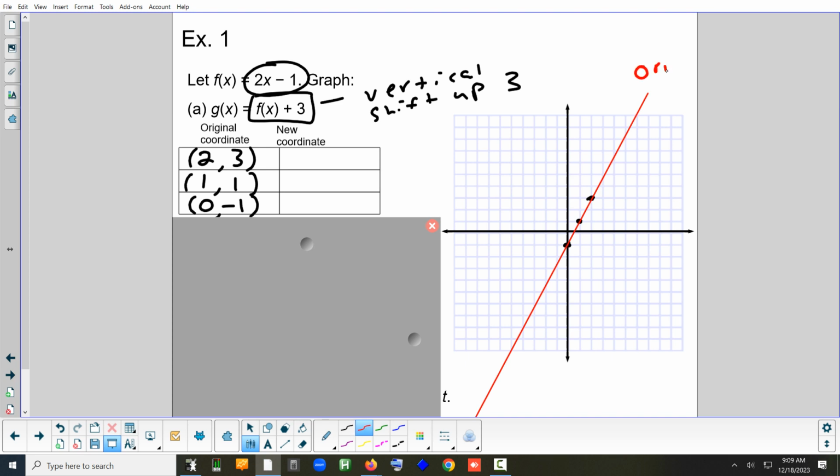Now we have to do a transformation to that red one. What did we say the transformation is in this one? What is the problem telling us to do to that line? Vertical shift up 3. So let's go back and look at our table and see what it says to do to these coordinates to move them up 3.